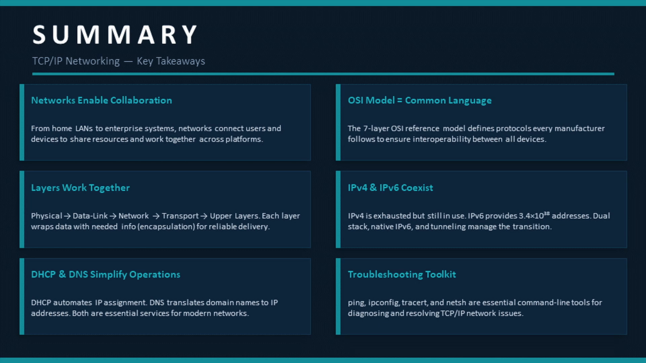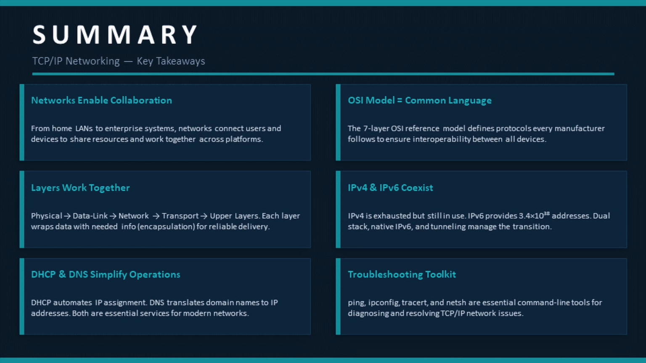Let's bring it all together. Networks exist to connect users and devices so they can share resources and do their work, whether in a home setting or a global enterprise. The OSI model provides the universal framework that makes all of this possible. Its 7 layers define exactly how data is prepared, transmitted, routed, delivered, and presented, creating a common language that every manufacturer and administrator follows.